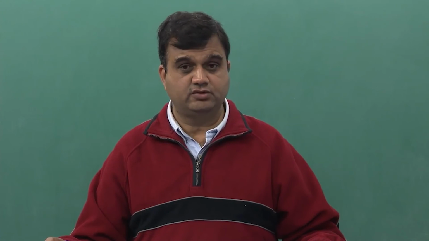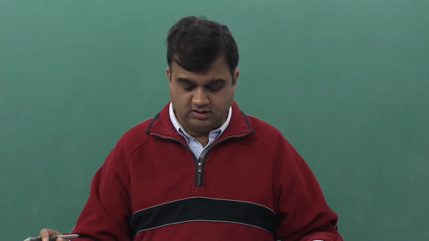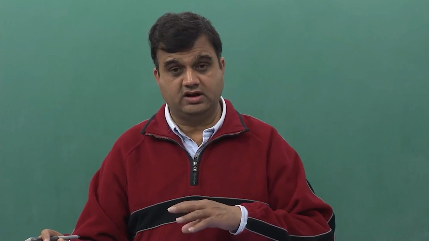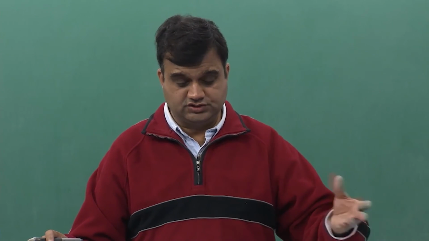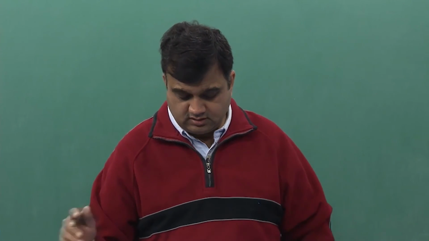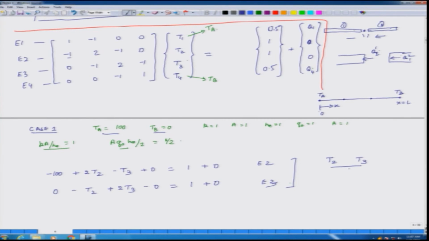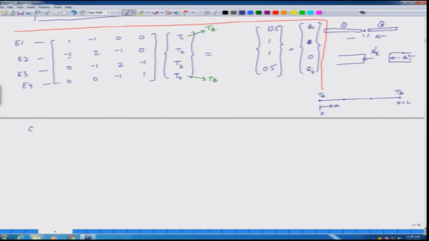Now, what we will do is another case where we will have a convective boundary condition at one end and a heat source at the other end, and we will again solve these equations. So, I am going to erase all this, and the second boundary condition is case 2.